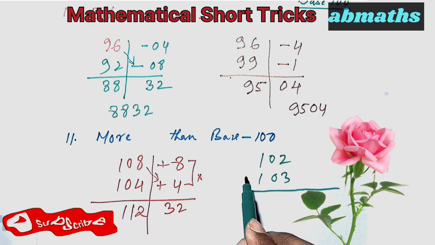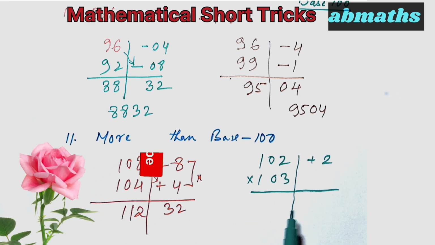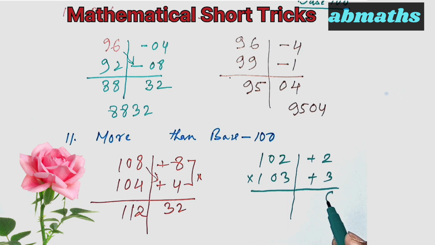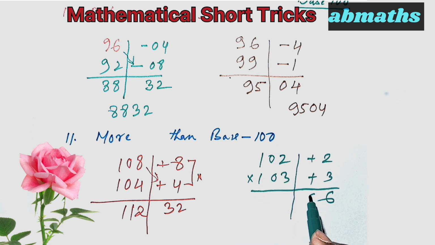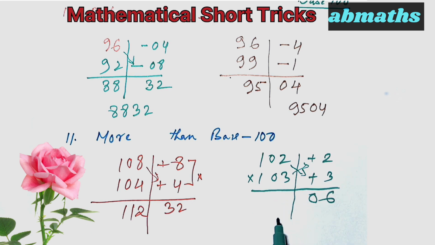Let us take another example. So let us multiply this one. It is 2 away from 100 and here it is 3 away from 100. So 3 twos are 6. To make it equal with the zeros of the base, we write here a 0, and we add it in a cross way, this way or that way, it will give the same. So 102 plus 3 is 105. So the answer is 10506 after multiplication.